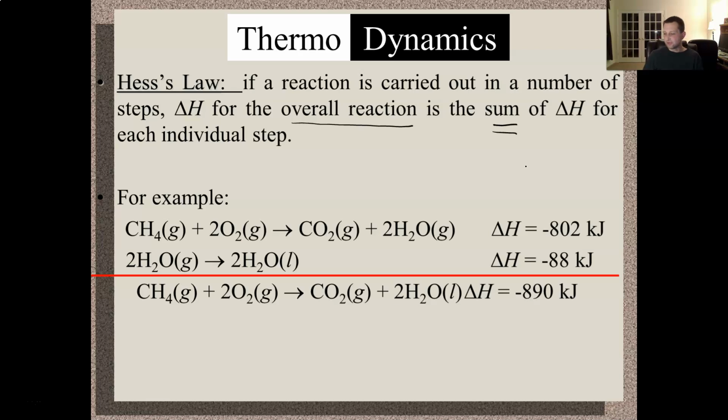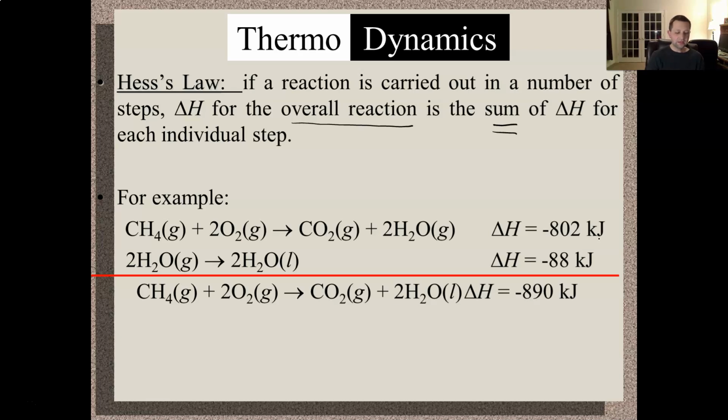So look at the example on the screen. It should match up with the, actually this one's not in your note sheet, so that's okay. Look at the process then for how we do this. I have two reactions here. I have that first one with CH4 plus 2O2 yields CO2 and 2H2O. My change in energy there is negative 802 kilojoules. And my second equation is 2H2O gas yields 2H2O liquid. And that process gives me a change in enthalpy of negative 88 kilojoules.